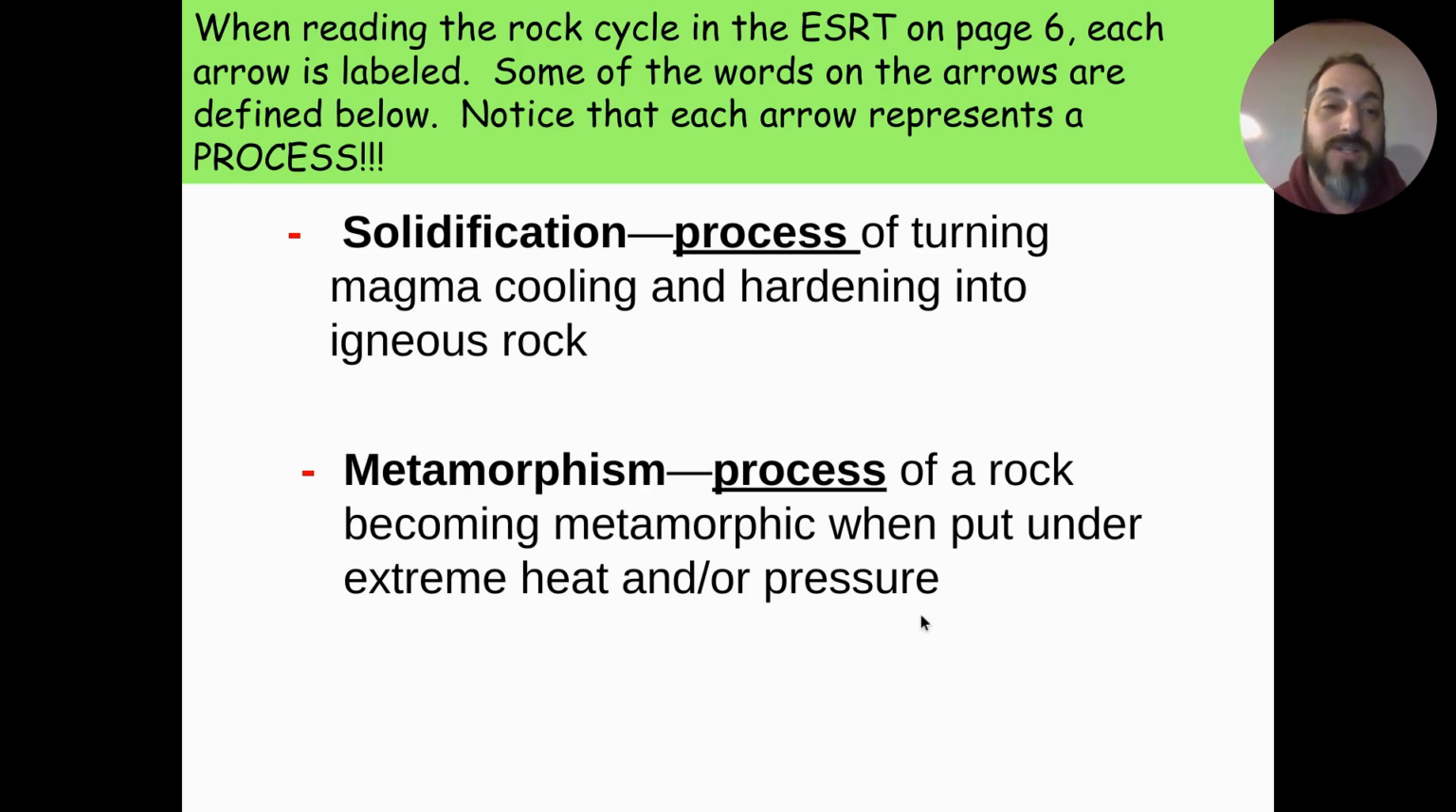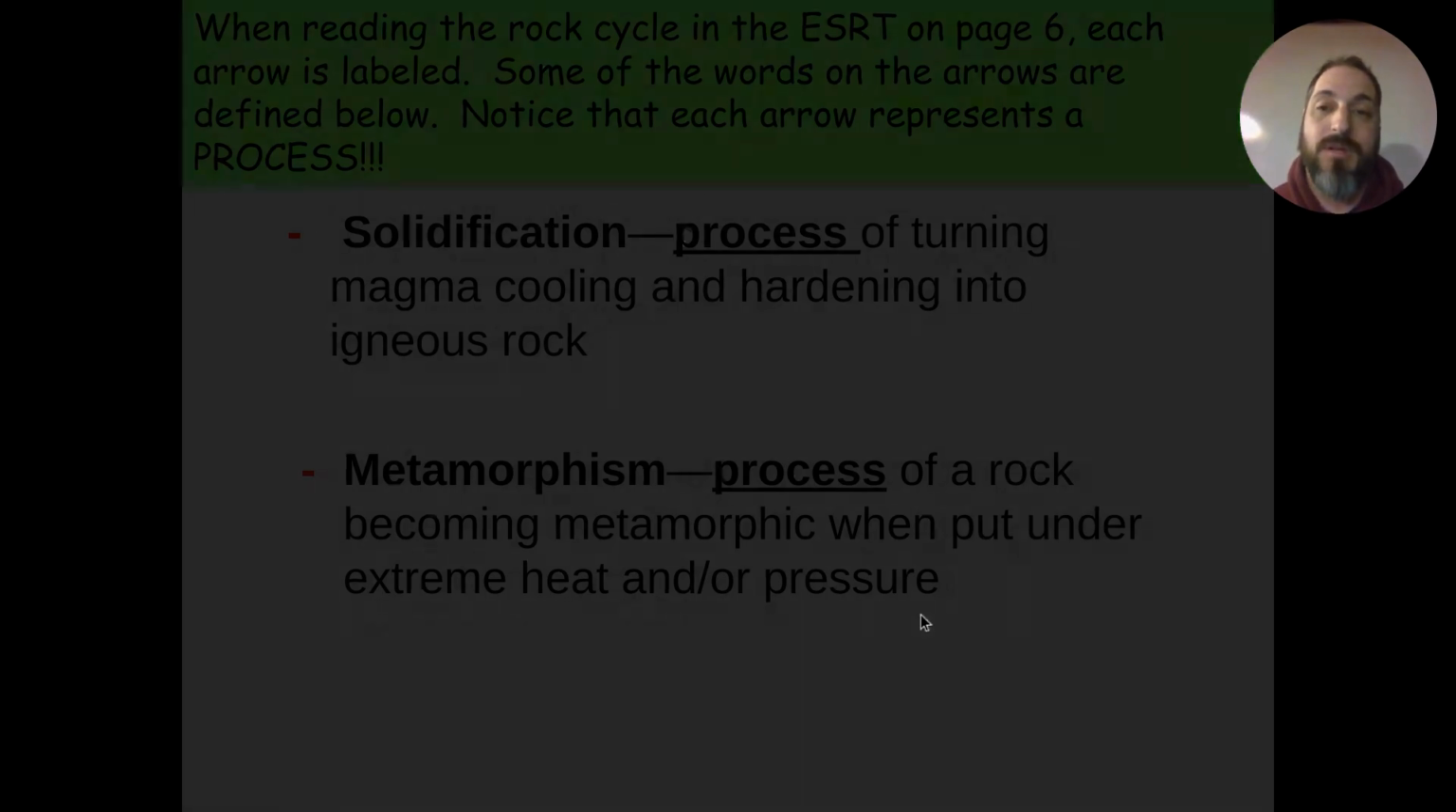So solidification is the process of turning magma and cooling it and hardening it into an igneous rock. It could also be lava, not just magma, but anything that's cooling down and turning into igneous rock. Metamorphism is the process of a rock becoming a metamorphic rock due to intense heat and pressure, or maybe just heat in the case of contact metamorphism.